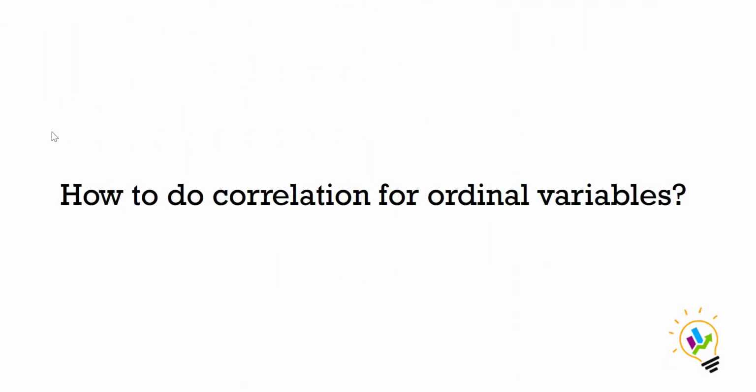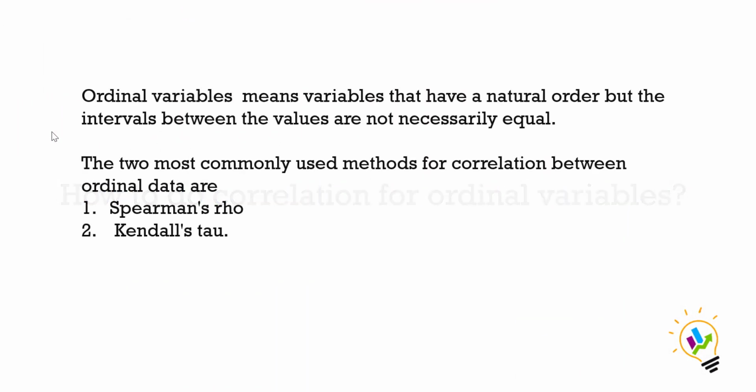How to do correlation for ordinal variables? Ordinal variables means variables that have natural order, but the interval between the values are not necessarily equal. The two most commonly used methods for correlation are Spearman rho and Kendall rho.